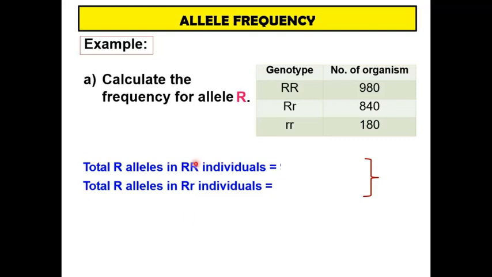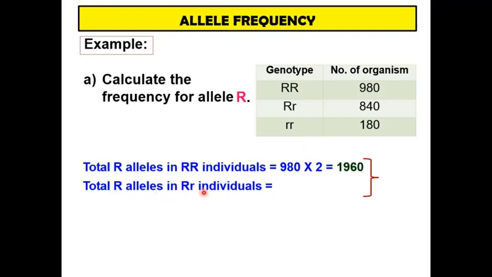So we have 980 individuals in homozygous dominant. So 980 has to be multiplied by 2, which equals 1960 alleles. Why do we have to multiply by 2? Like we discussed before, each diploid individual or one gene has a pair of alleles.